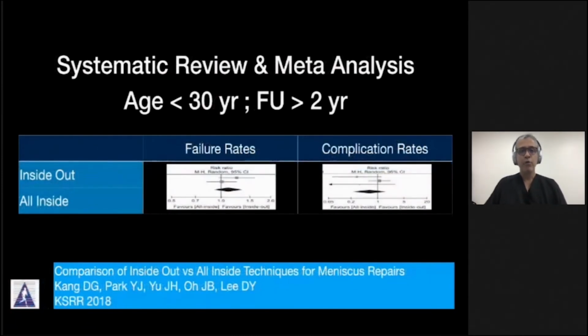Another systematic review with a meta-analysis, especially with patients who were younger than 30 years with a follow-up of more than 2 years, shows probably slightly higher failure rates and more complications with the all-inside technique. But the complications with the all-inside are more often than not quite minor ones, which really do not give much of a problem.